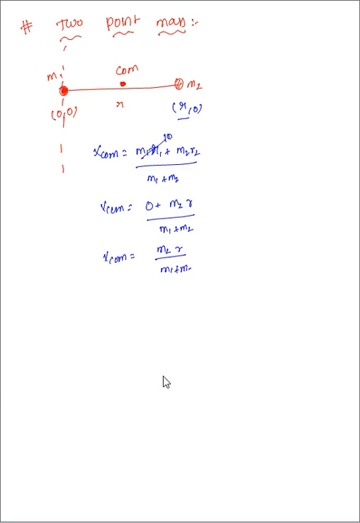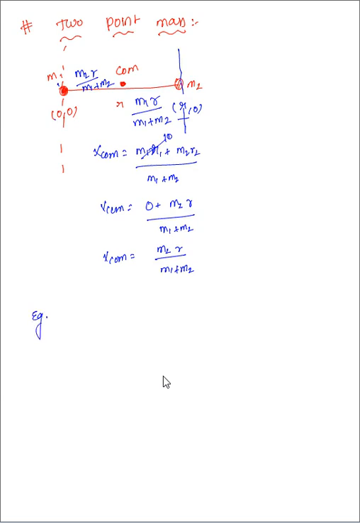This means from mass 1 to the center of mass, the distance is m2r divided by m1 plus m2. Similarly, if we consider the coordinate axis from the other mass, the distance here will be m1r divided by m1 plus m2. Okay, so that's what we get here. Now let me check a numerical here. For example, they gave it like this.